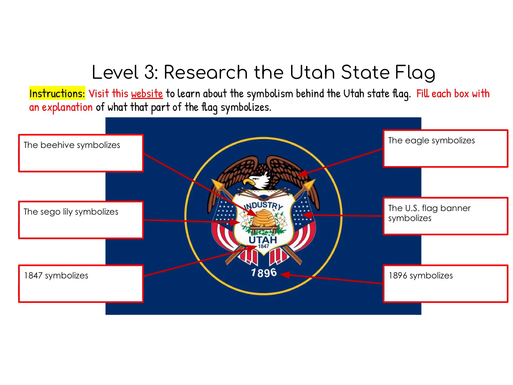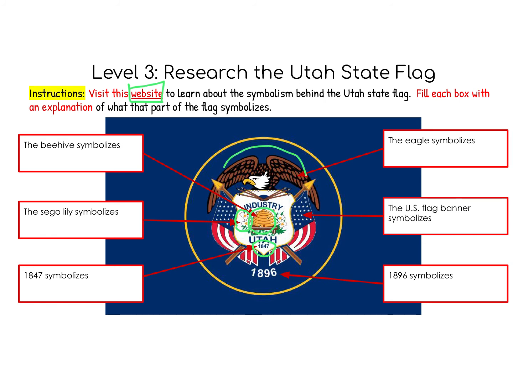On this page, what they're asking you to do is to go to this website, and if you just click on it, remember if you're in present mode, that should work great, to learn about the symbolism of the Utah state flag. And you're going to talk about, well, what does the beehive represent? And this seagull lily. And 1847, what is that about?